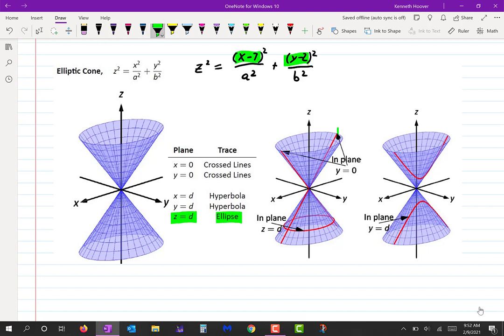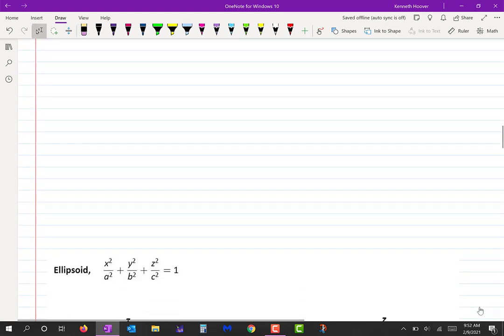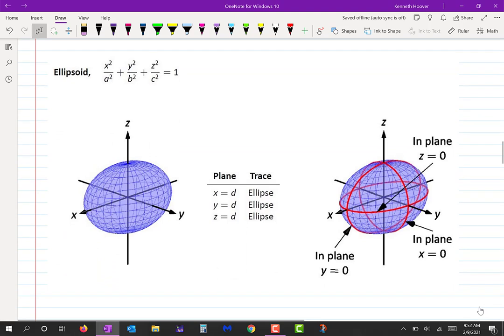And seeing this sometimes requires completing the square. We're going to do an example like that. But let me show you the other four types before we get to any examples. The next type is called an ellipsoid. This is, in some sense, the easiest one, I think.